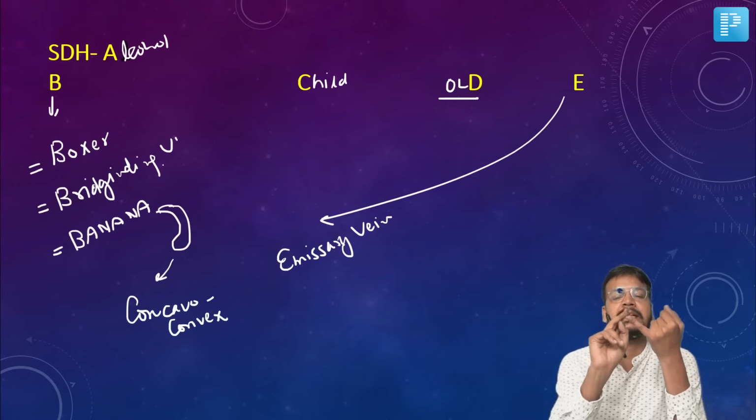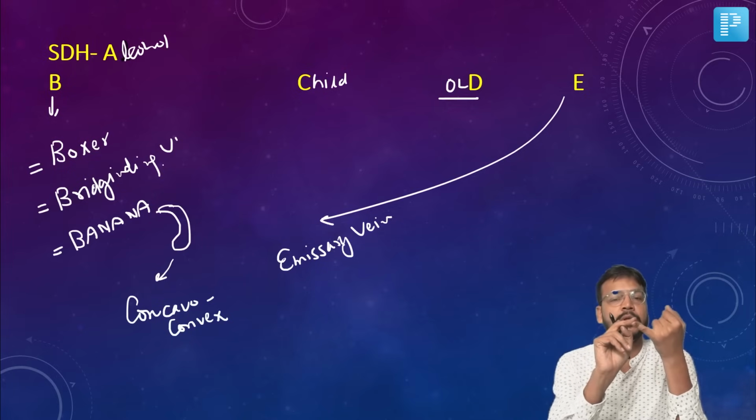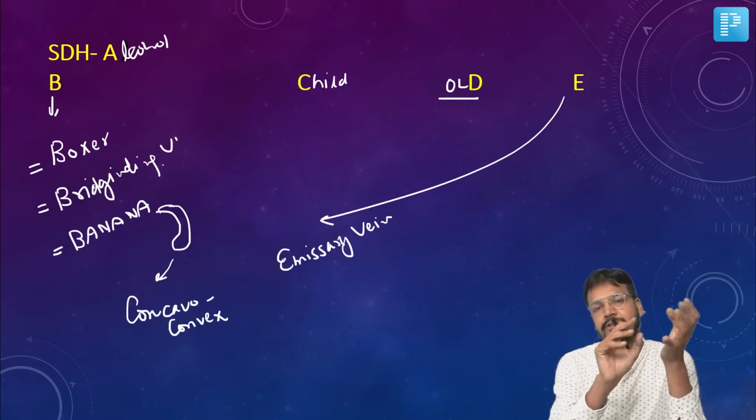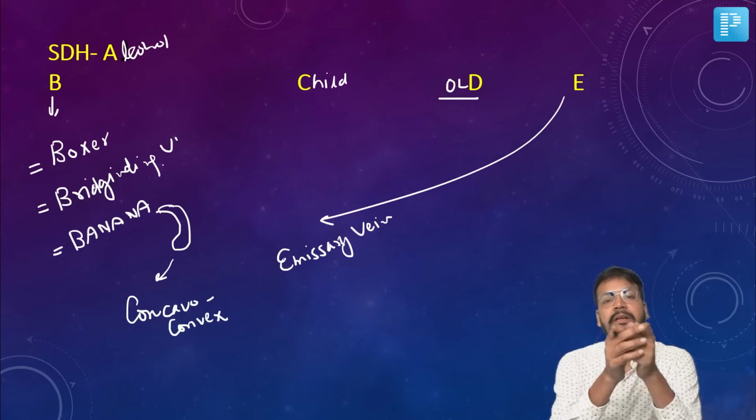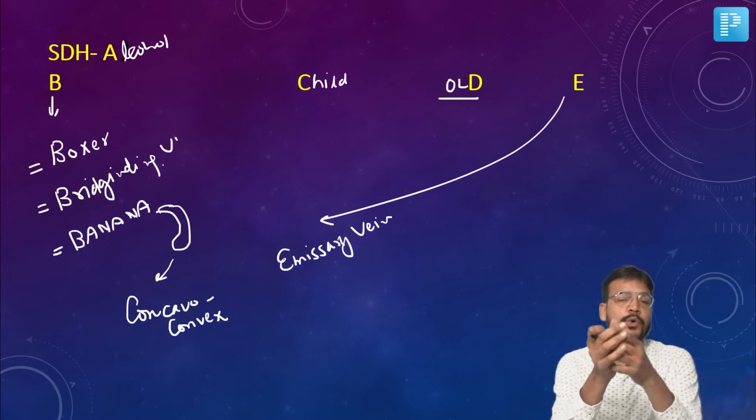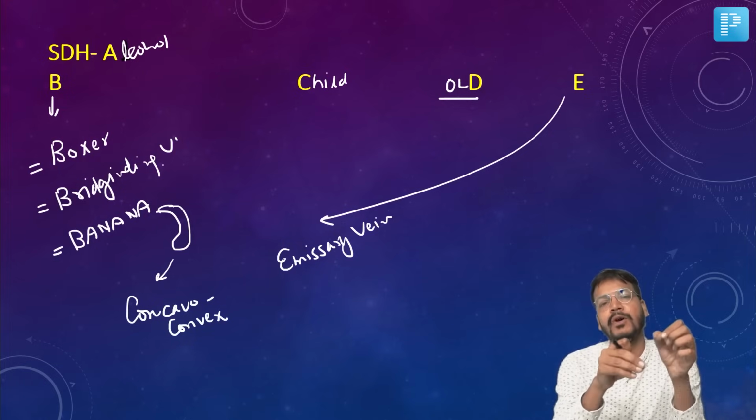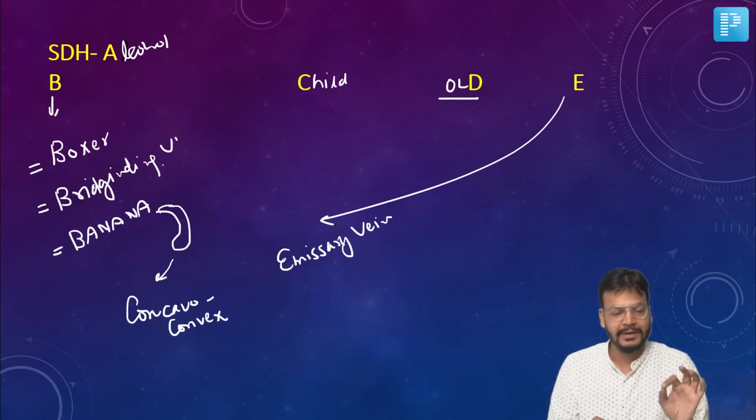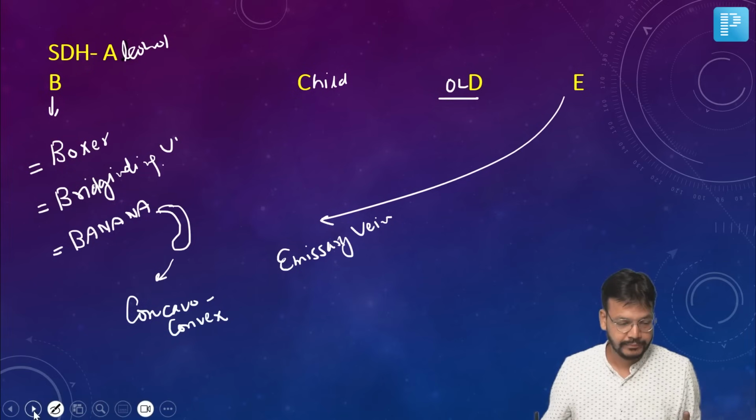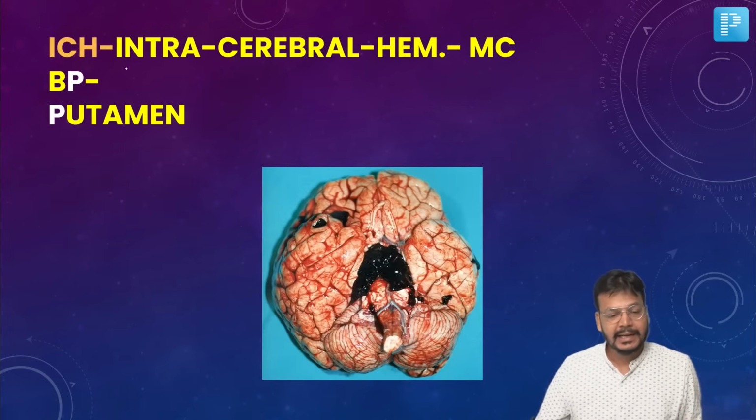So how would you remember SDH? Subdural hematoma. A, alcoholic, common in heavy drinkers. B, banana shape, boxer, bridging vein, another B. C, child, in children. E, old, in old people. So B for old man, B for child, B for drunkard, B for boxer, B for bridging vein, B for banana shape. It is subdural hematoma.